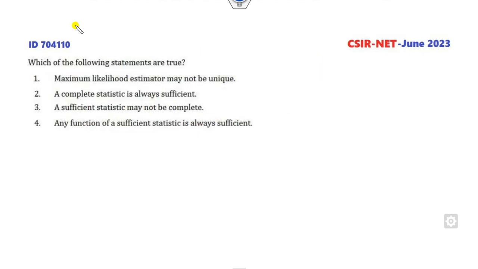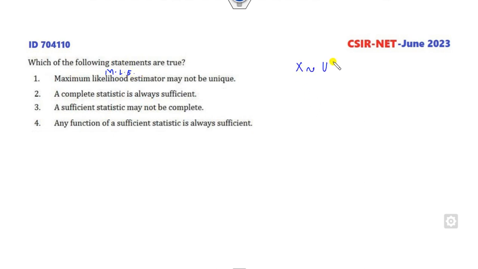Okay, look at this another one. Which of the following statements are correct? There are simple ready-made statements, so you must know the results. Anyhow, the first option is that the MLE is unique. We all know it's not unique.